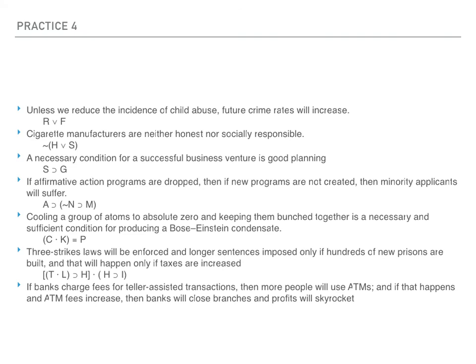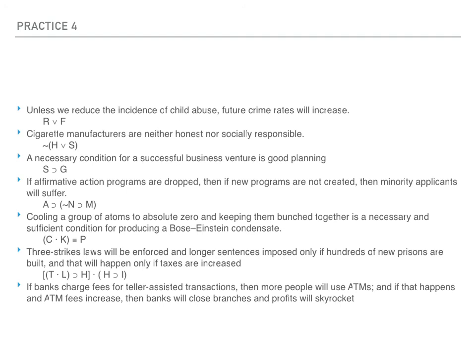Okay, here's our final example. It says, if banks charge fees for teller-assisted transactions, then more people will use ATMs. And if that happens and ATM fees are increased, then banks will close branches and profits will skyrocket. This is going to be a prime example of what we've just been talking about, so let's parse it out. Using B for banks charge fees for teller-assisted transactions, and M for more people use ATMs, that's B ⊃ M. And there's a semicolon and the word "and", so we know there's a dot right there.